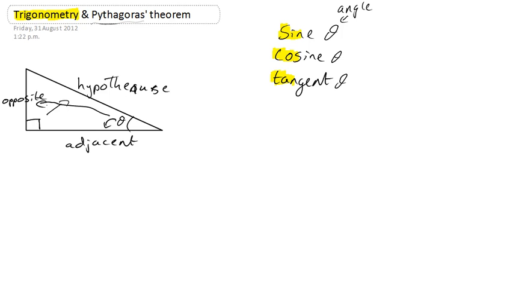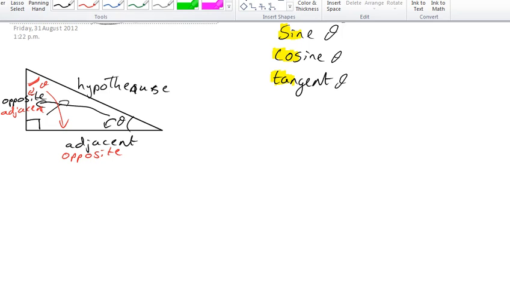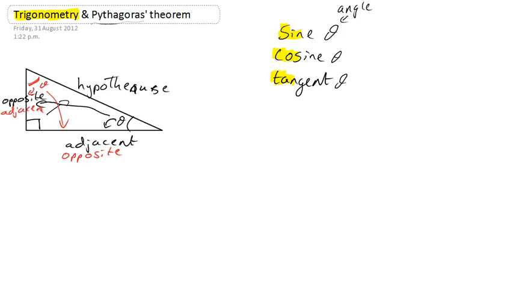Now of course I could very easily put my angle up here instead, and now this side is my adjacent and that side is my opposite. So you really need to sit down right from the start when you start doing this and look at what information they give you, where it is, and what you're looking to do.